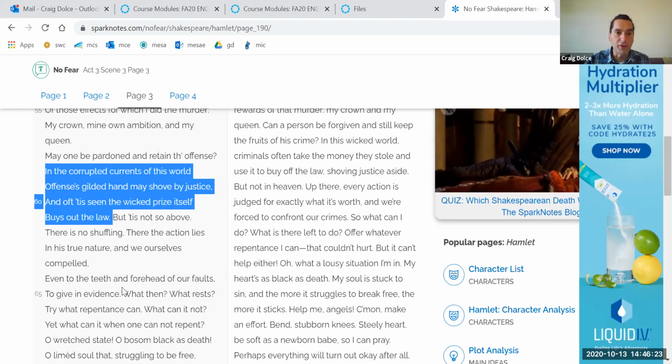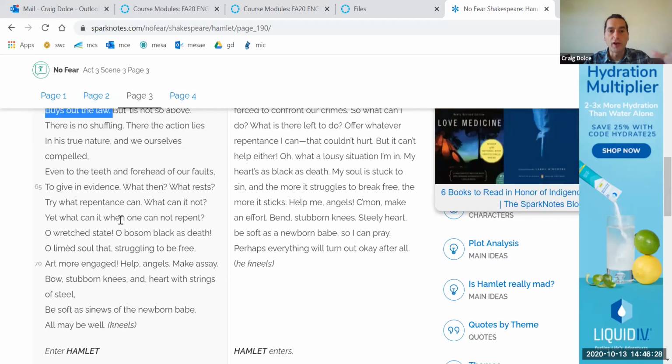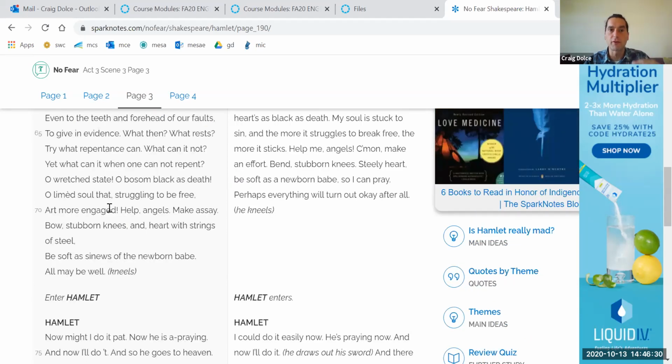But 'tis not so above. There is no shuffling. There the action lies in its true nature, and we ourselves compelled. Okay, so as you keep reading here, he's basically saying, I'm trying to repent, I can't.